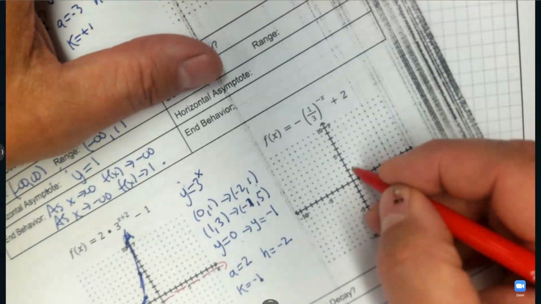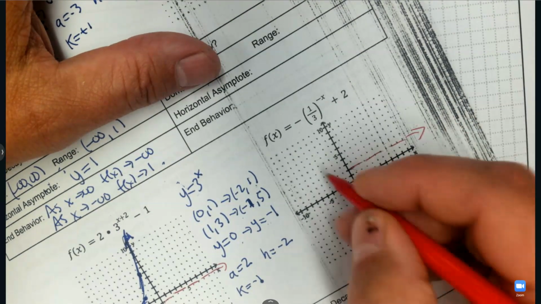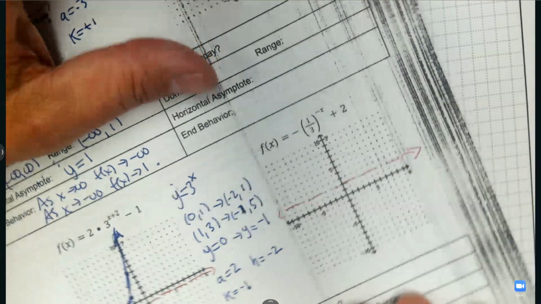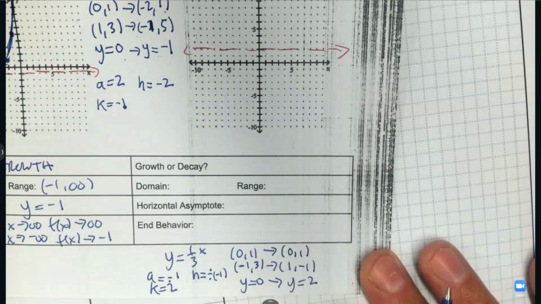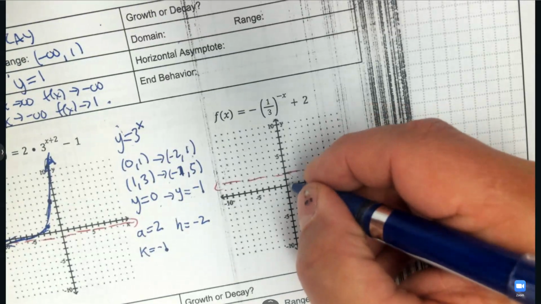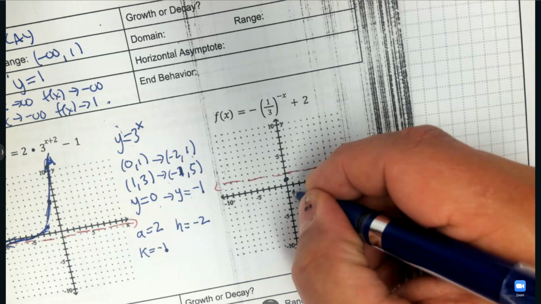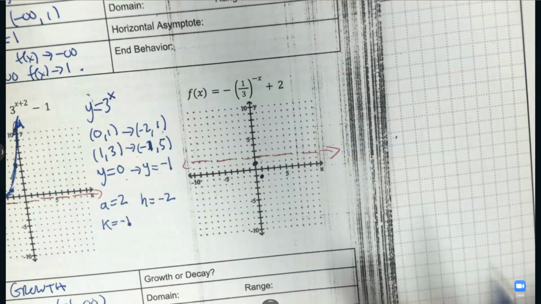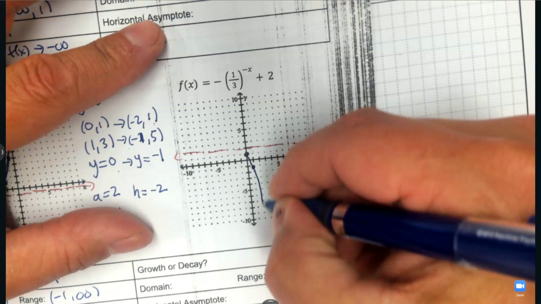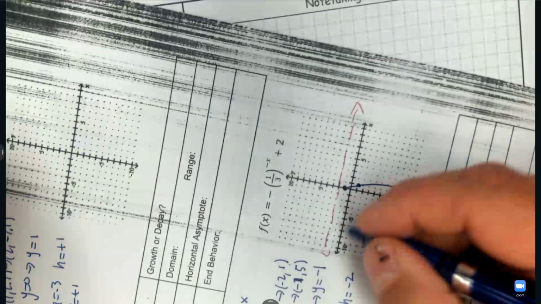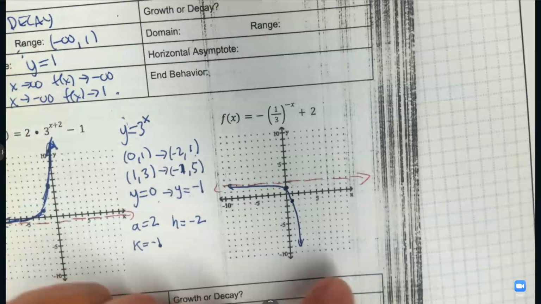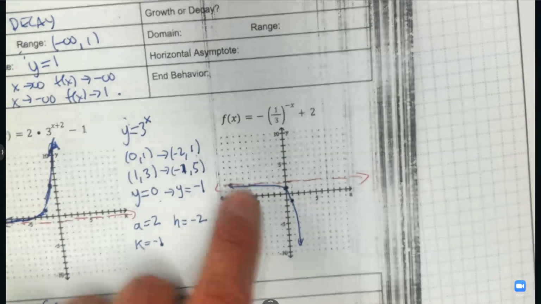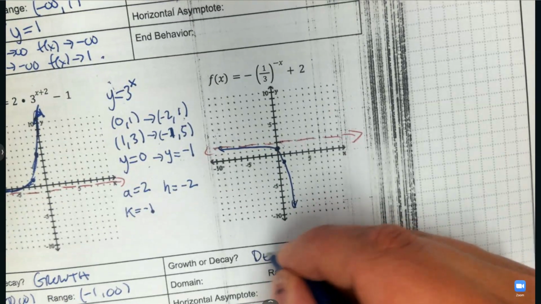So I'm going to start at y equals 2. I'm going to put the points (0, 1) and (1, -1). So you can see these are going down to the right. So it goes down to the right and follows the asymptote to the left. This is a decay equation.